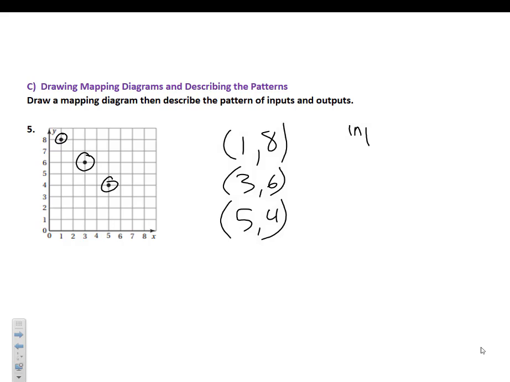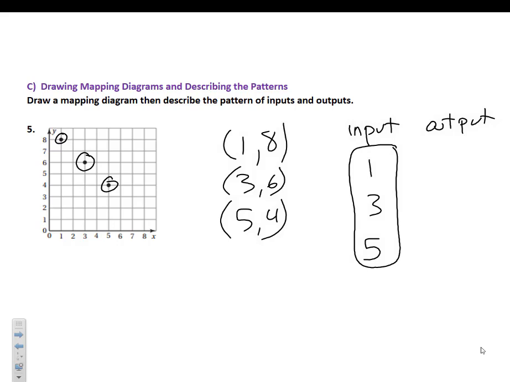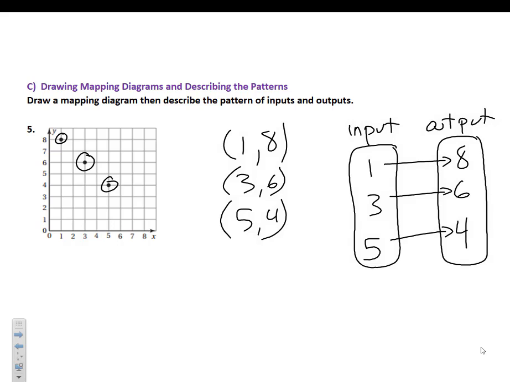Remember, I have my input and my output. And I'm going to list my inputs, 1, 3, 5, and I'm going to put this shape around it. I'm not a very good drawer. And I'm going to make my outputs 8, 6, 4, and draw this around here. And then I'm going to connect these inputs with these outputs by drawing the arrows. Voila. Okay, so I've done the first part. I've drawn a mapping diagram.